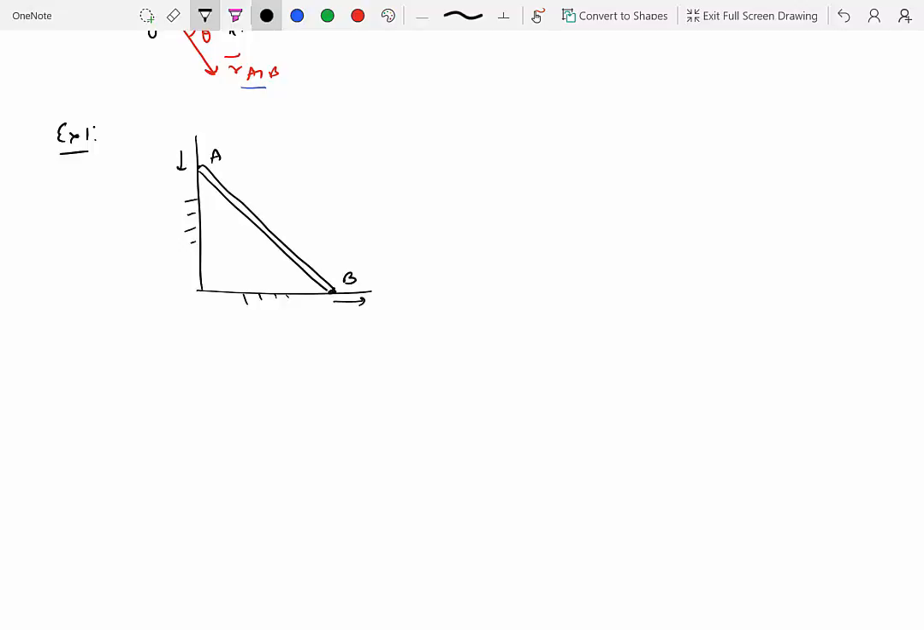Okay, so we'll start with the reference frame. That's our number one thing we do. So let's say we attach our reference frame over here. That's positive x direction, and that's your positive y direction. So position of B is xb, and position of A is given by ya.